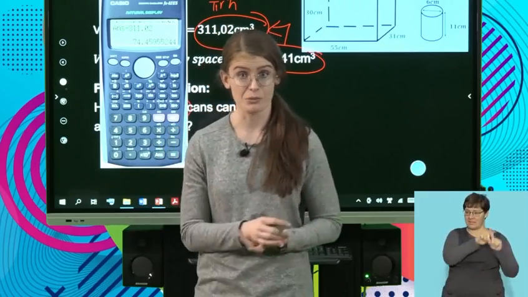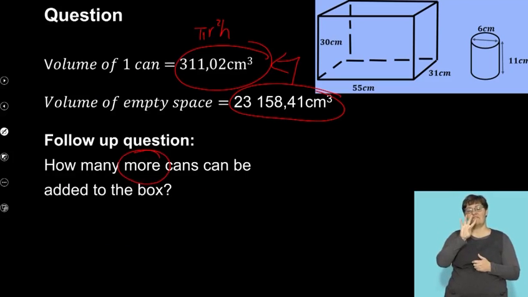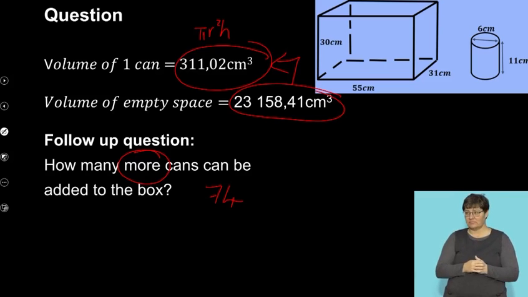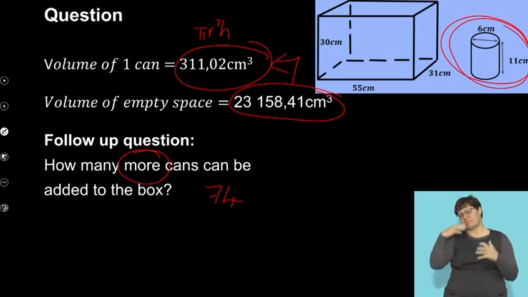So let's go back to the board. Because my answer is 74.459, hypothetically speaking, I could only fit 74 more cans into the box. But of course, this might not be possible, because it's all got to do with how we pack cans into the box, because obviously we have the dimensions of the cylinder, which may restrict us. So it's more just a question to think about, how much more could I do with that empty space? But we also have to acknowledge that there could be restrictions with that.